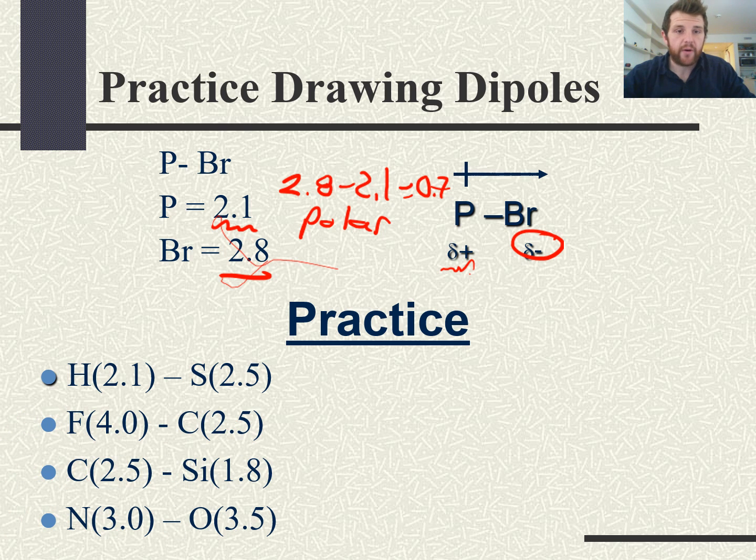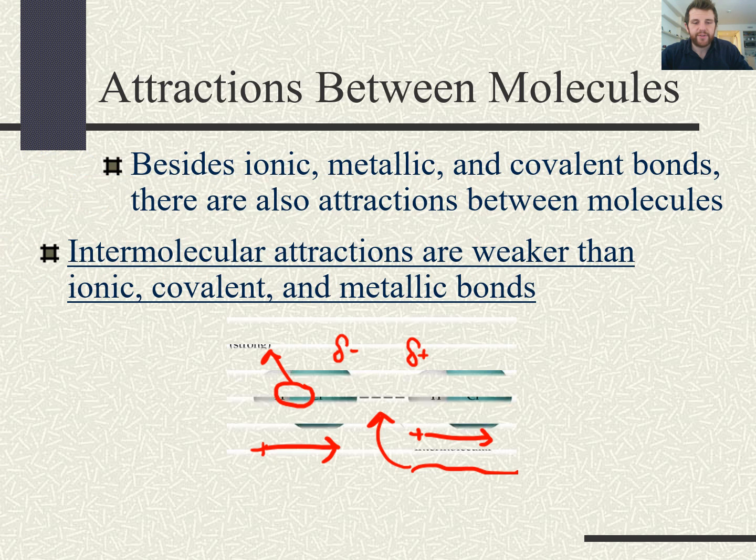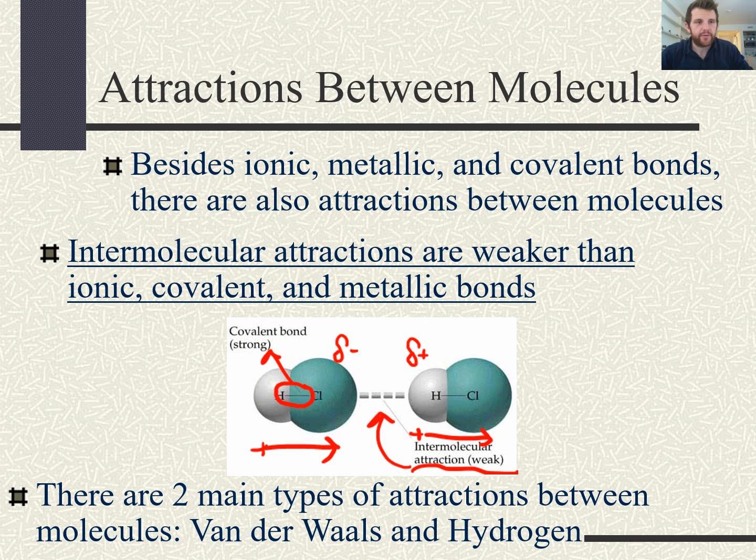When you're drawing these out, you do the same calculation. So you do the 2.8 for bromine minus 2.1, and you see that it is polar. You draw the bond. Whichever one has the larger number is negative, and whichever one has the smaller number is going to be positive. Same idea.